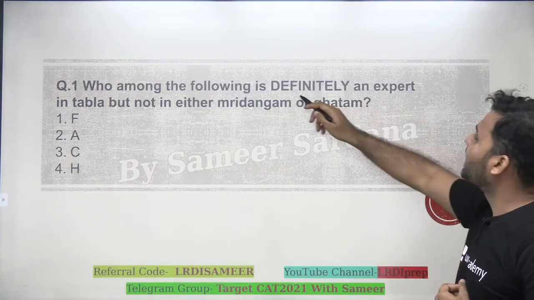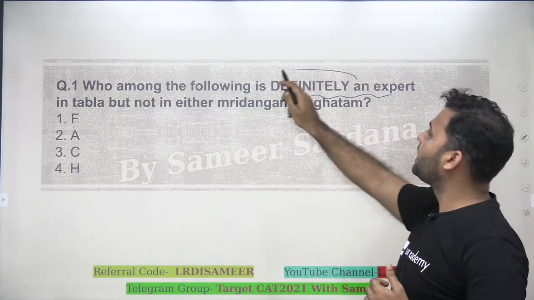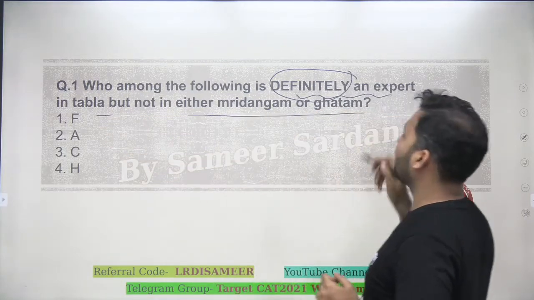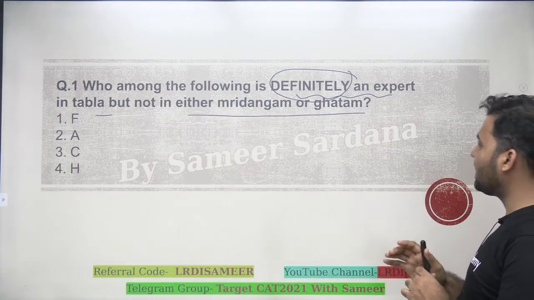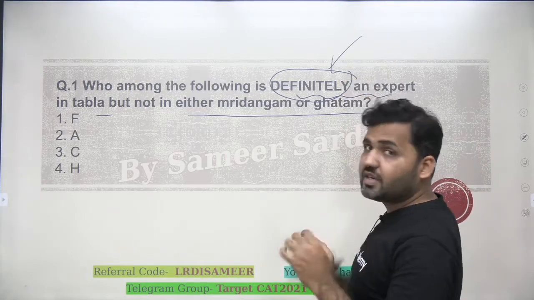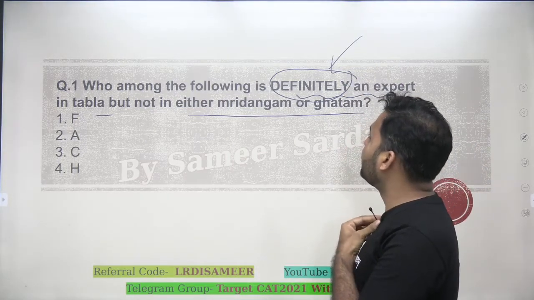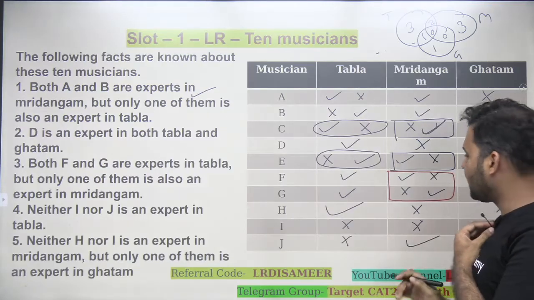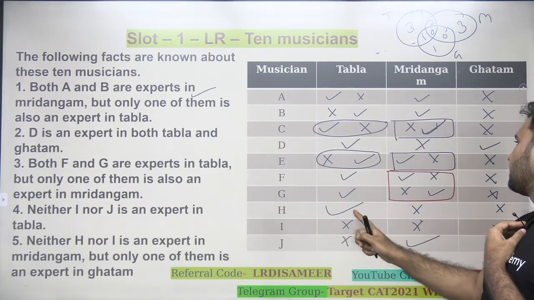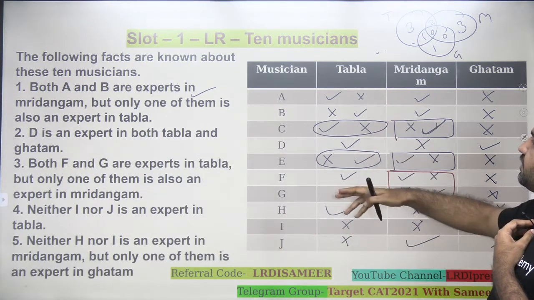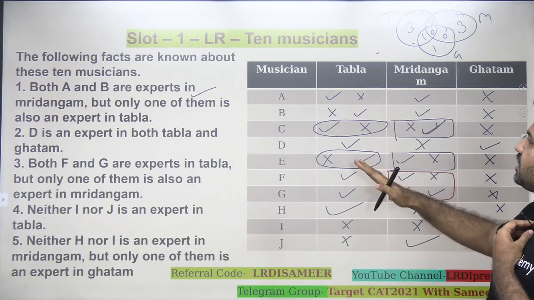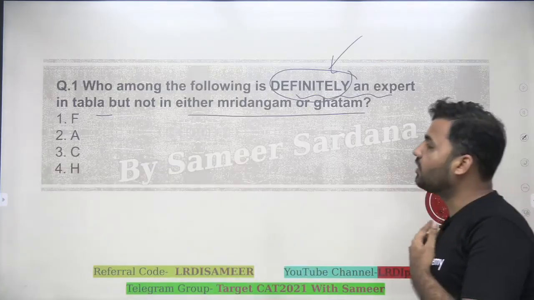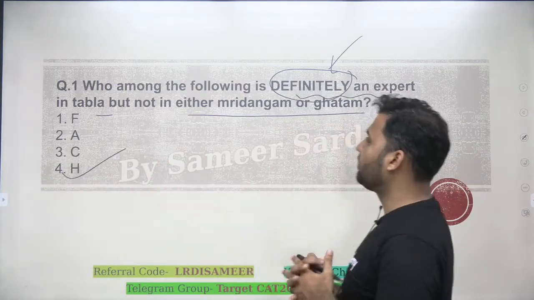Have a look at question number 1. Who among the following is definitely an expert in tabla, but not in either mridangam or ghatam? The word mentioned over here is definitely. So I'm looking for a person with whom you can apply the word definitely, or that person needs to be playing only tabla but not these two instruments. So you see that only tabla is being played by H. And we are still confused whether it is C or E who is playing only tabla. But H is the person who is definitely playing only tabla. So therefore, the answer to the first question is option number 4.